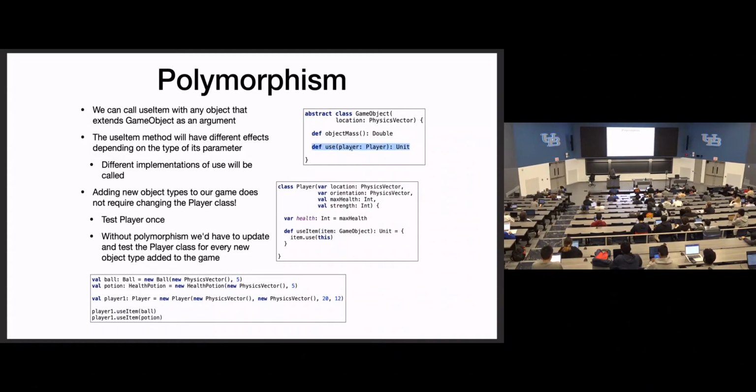If we didn't have this here, and we just had the use method in each of the subclasses, we wouldn't be able to call it here because we wouldn't be able to see that functionality from a variable of type GameObject.